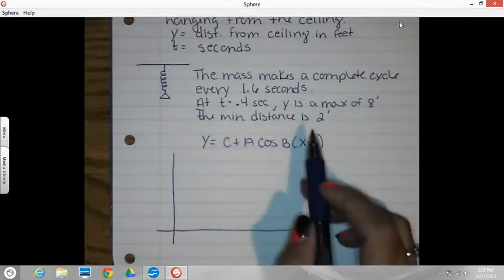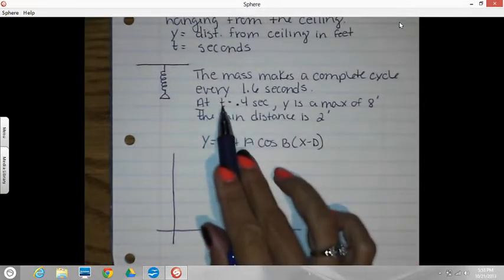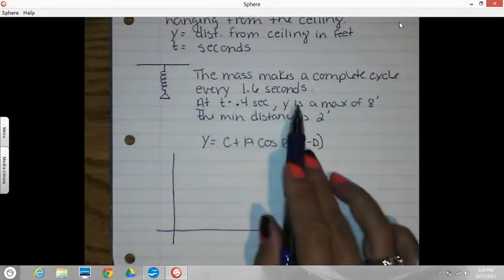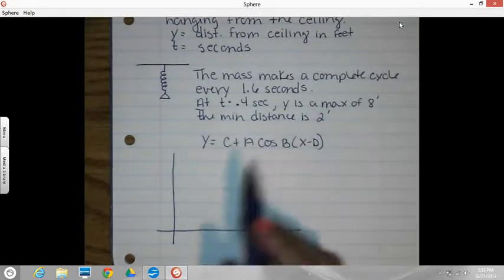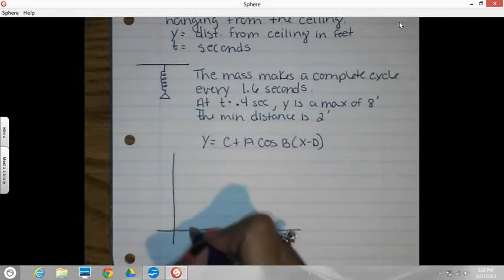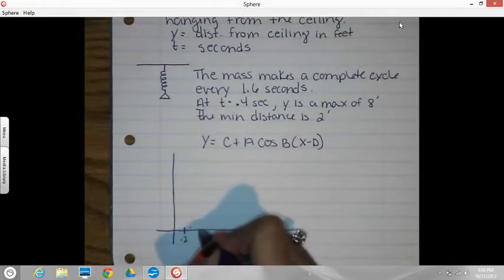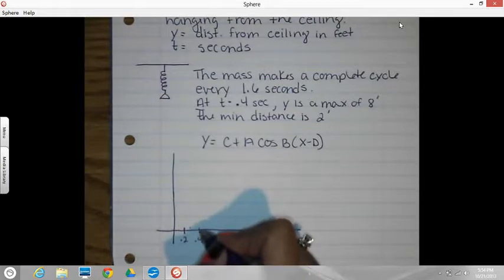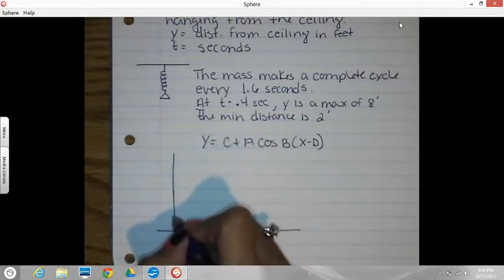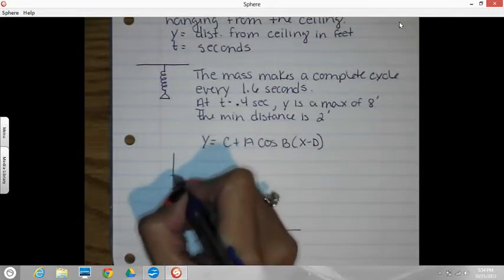Okay, so we are starting. It says that at time equals 0.4 seconds, y is at its max of 8 feet. So if I call this 0.4 seconds, let's go 0.1, now 0.2, 0.4, it's at its maximum of 8 feet. 2, 4, 6, 8 feet.